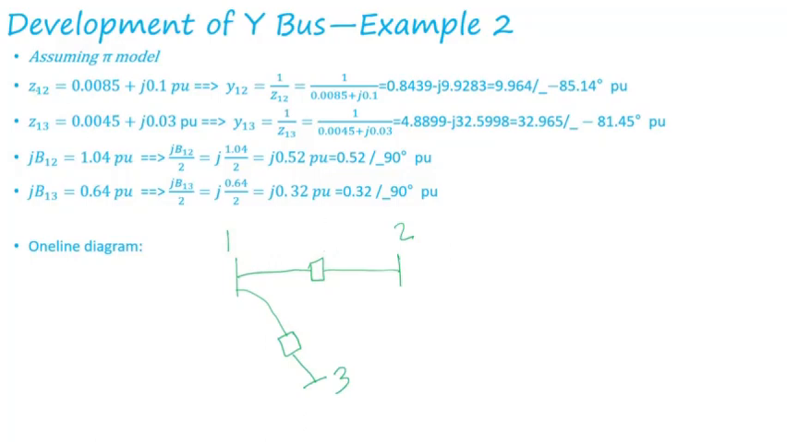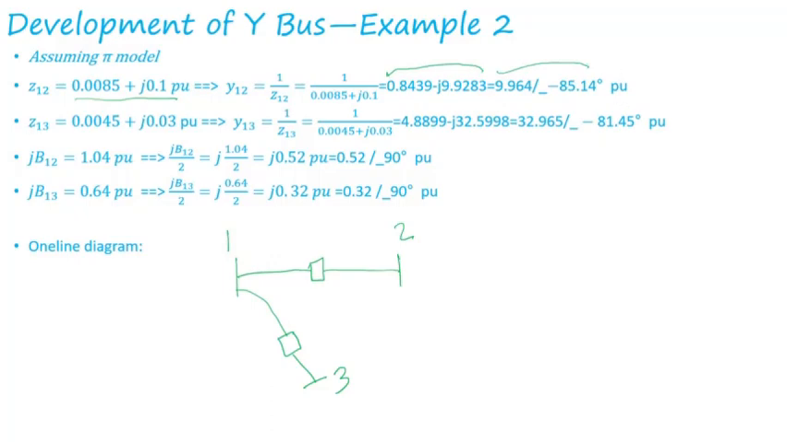I know the impedance between branch 1 and 2 is equal to this quantity here. Then I need to convert that to admittance. So y12 is 1 over z12, then it's 1 over 0.0085 plus j0.1. If I use my calculator or MATLAB or whatever you're comfortable with, here it is in rectangular form, and here it's in polar form per unit.